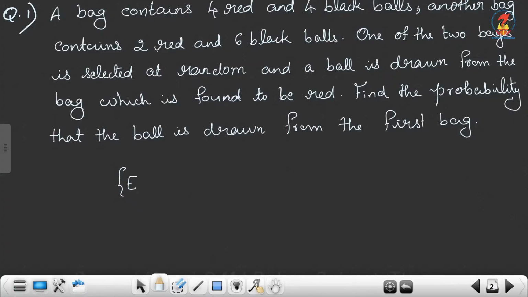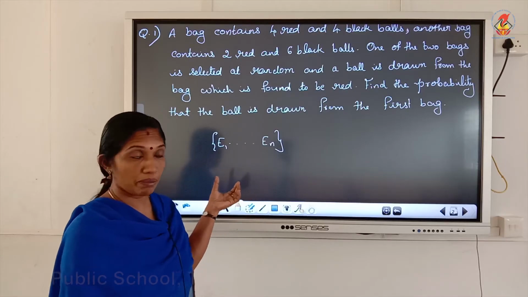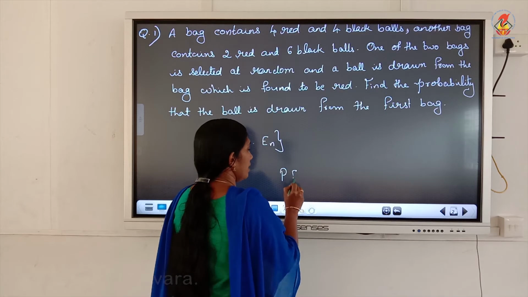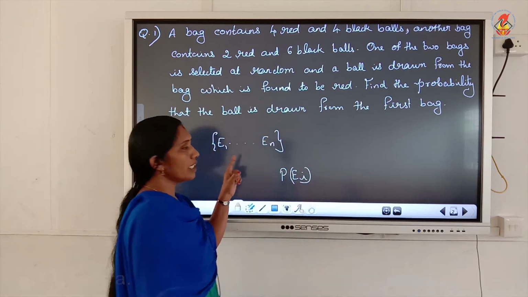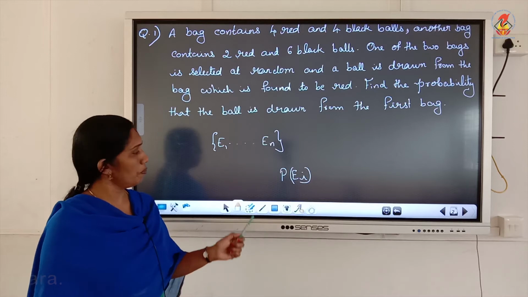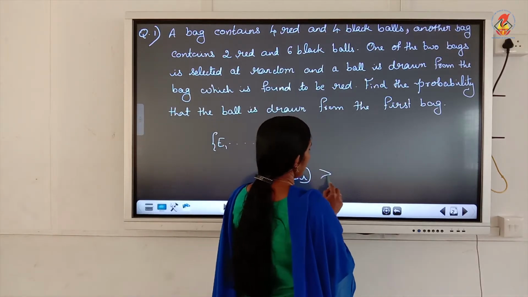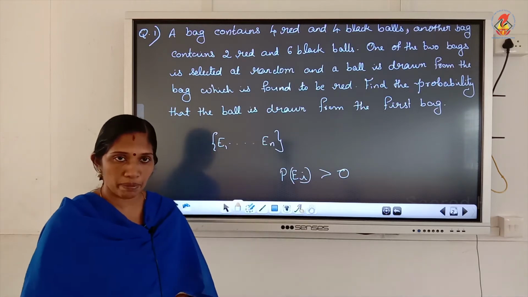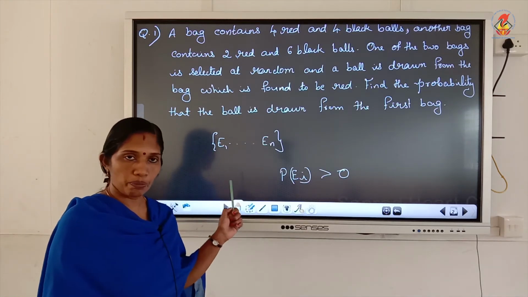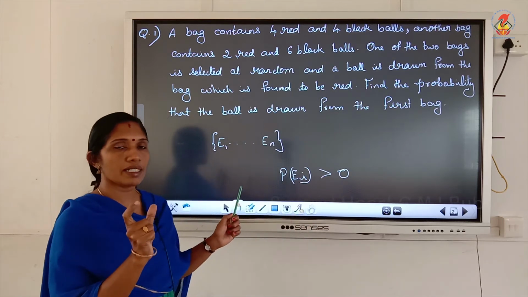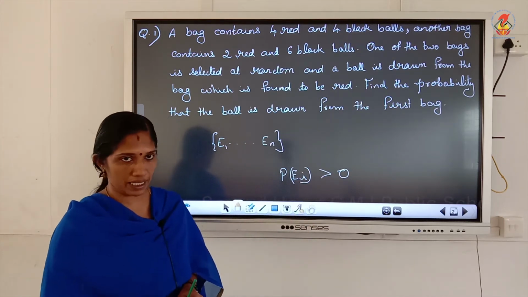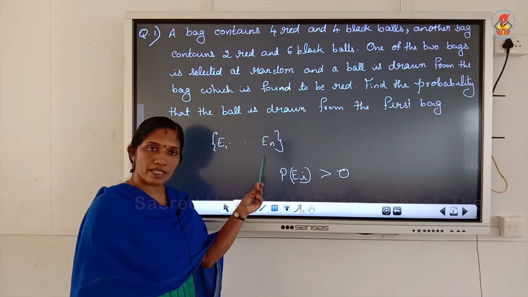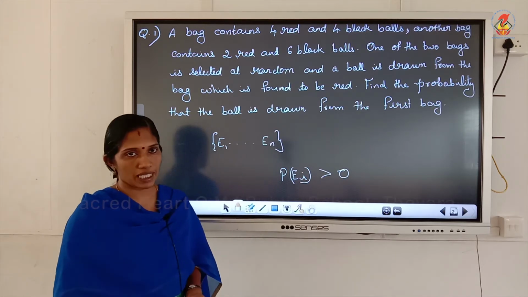Let E1, E2, etc. En be a partition of a sample space. Partition means P of Ei, that is the probability of these events E1, E2, etc. En, should be greater than 0, and the union of all these events must be the sample space, and they should be pairwise disjoint, that is the intersection of two events must be a null set. Then we can say that this set forms a partition of a sample space.